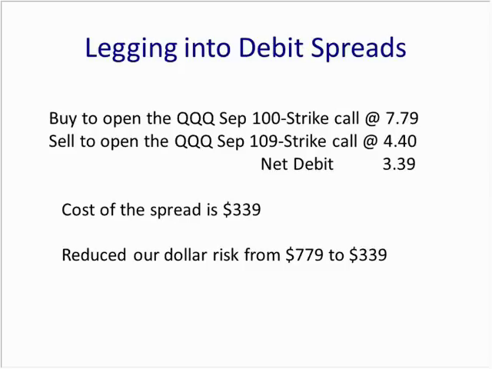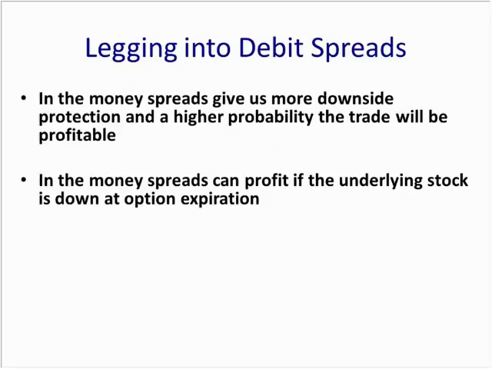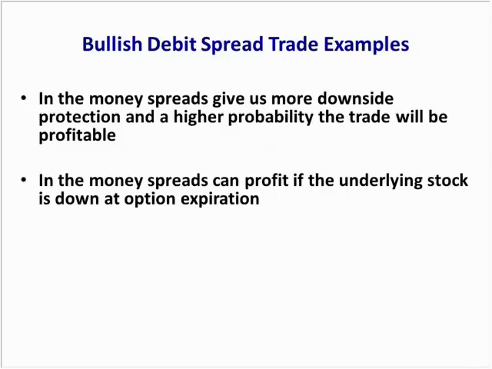So the cost of the spread was $339, and selling the 109 strike call at 440 reduced our total dollar risk on the call option purchase trade from 779 to 339. We bought the 100 call and sold the 109 call, so this was an in-the-money spread. As we mentioned previously, these in-the-money spreads give us more downside protection and a higher probability that the trade will be profitable, and they can profit even if the underlying stock or ETF is down at option expiration.